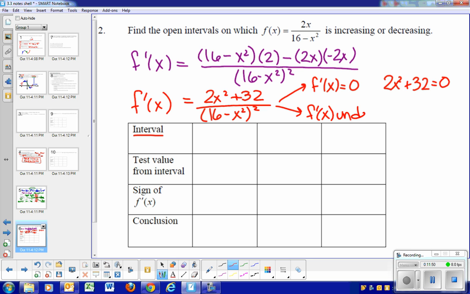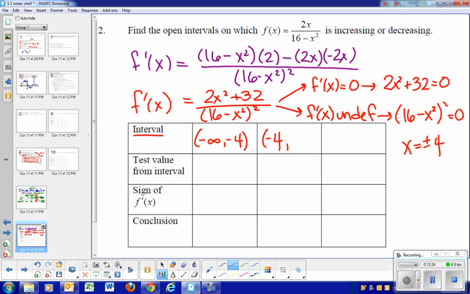So now I'm moving on to where the derivative might be undefined. Now this will be undefined if the denominator equals 0. So I'm going to write 16 minus x squared quantity squared has to equal 0, which is equivalent to having the inside parentheses equal 0, and I factor that. It's a difference of squares. And hopefully you can see that my critical numbers are actually at -4 and +4. So my intervals are as follows: negative infinity to -4, between -4 and +4, and 4 on up.